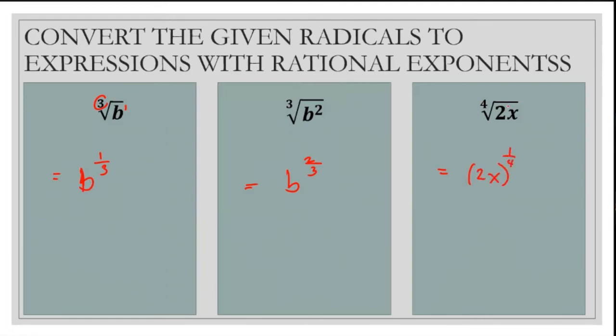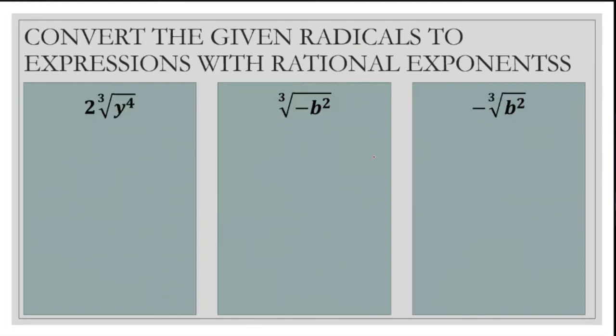Since there is no exponent present in 2x, it means there is a power which is equal to 1. So that will be 1 over 4. So now the expression will be the quantity 2x raised to 1/4.